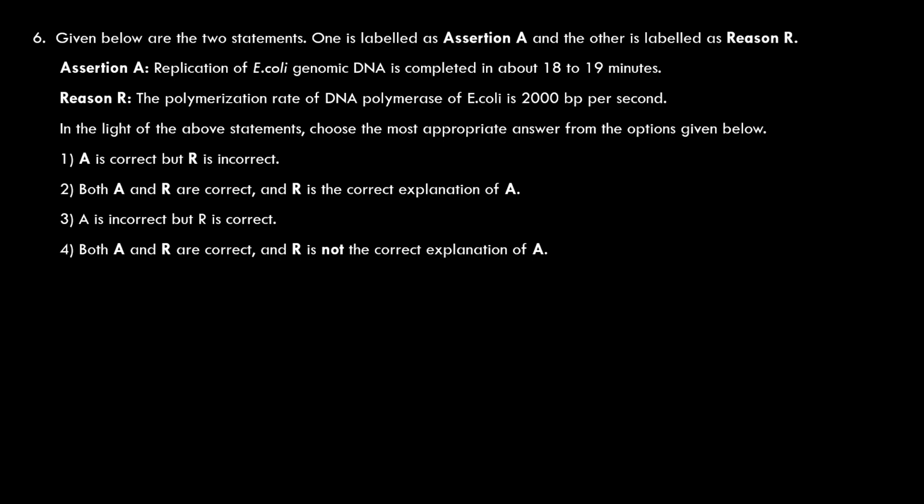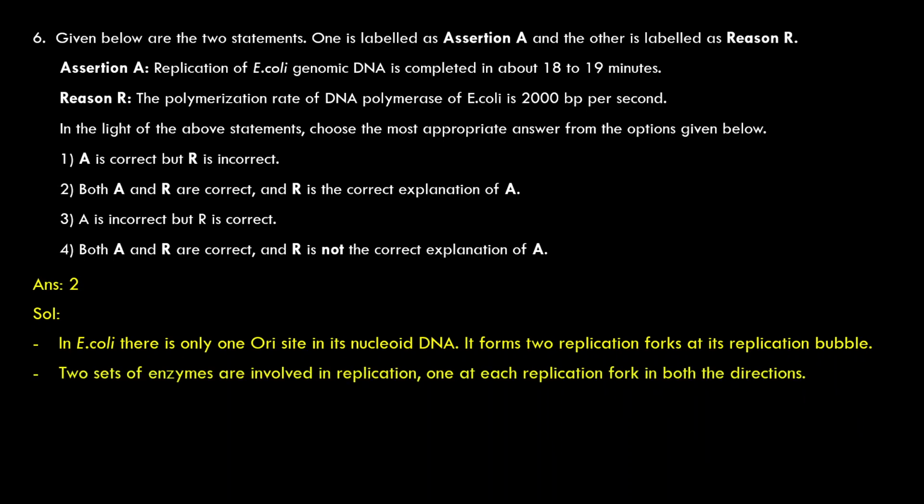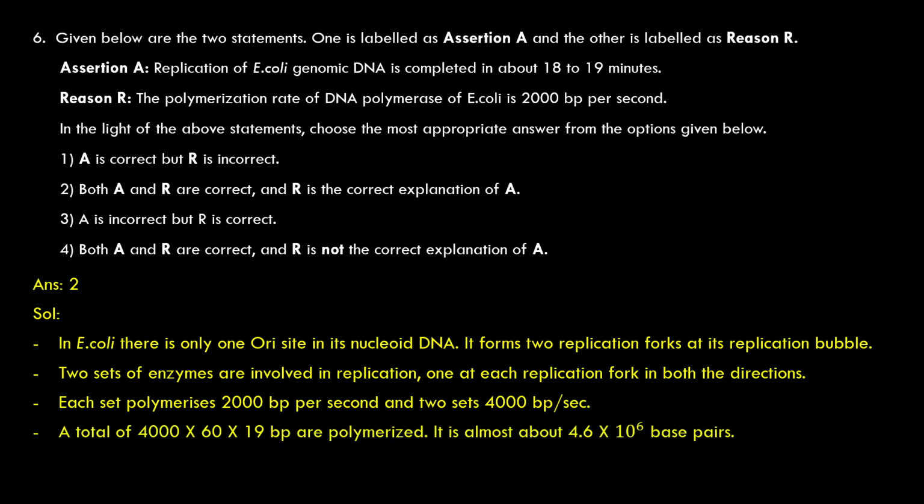So, assertion is correct, reason is also correct, and the reason explains the assertion. A and R are correct, R correctly explains the assertion. Answer must be the option one. Here is the explanation, you can also read it out. In E. coli, there is only one ori site in its nuclear DNA. It forms two replication forks at its replication bubble. Two sets of enzymes are involved in replication, one at each replication fork, in both directions. Each set polymerizes 2000 base pairs per second and two sets 4000 base pairs per second. A total of 4000 into 60 into 19 base pairs are polymerized.